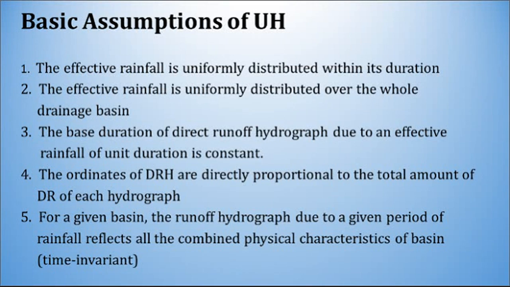Basic assumptions of unit hydrograph. The effective rainfall is uniformly distributed within its duration. The effective rainfall is uniformly distributed over the whole drainage basin. Usually it doesn't happen, but for the sake of assumption, it is assumed that the effective rainfall is uniformly distributed over the drainage basin, because catchment areas are large and you will not find effective rainfall uniformly distributed, but it is an assumption made for finding the unit hydrograph.